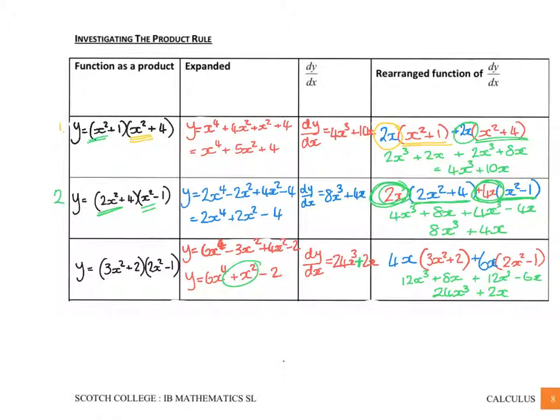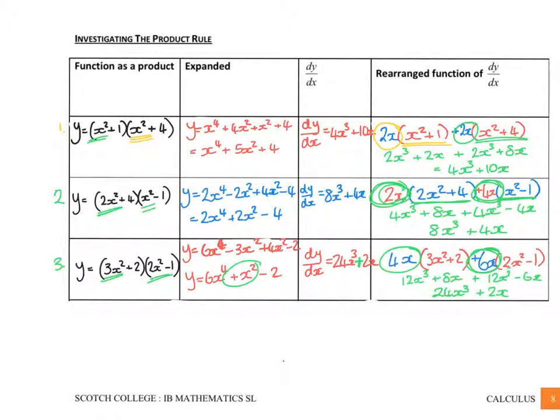So checking that with the third rule, we write the 3x squared plus 2, and we multiply that by the derivative of the second bracket. If we differentiate this second bracket, we would get 4x. We write the first bracket, 2x squared minus 1, and we multiply that by the 6x, which we got from the derivative of the first bracket.